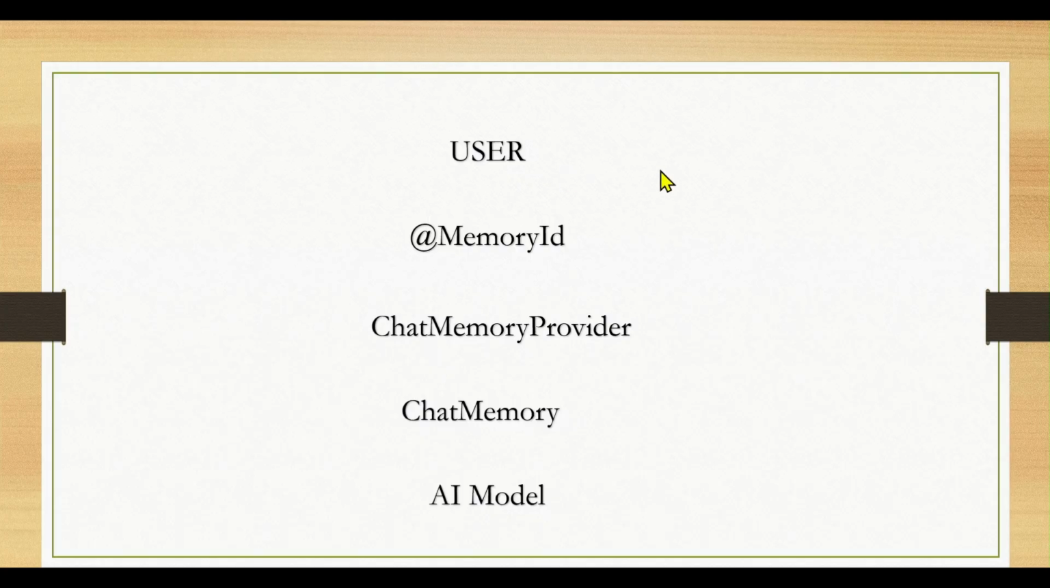So now our architecture, or flow diagram, will look kind of this way. We have the user, which will point to the memory ID. Memory ID is for which particular user ID. Okay, then it will point to the chat memory provider. Chat memory provider will point to chat memory, and further it will go to the AI model.